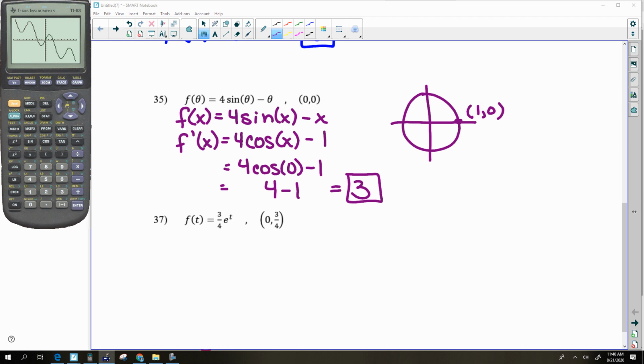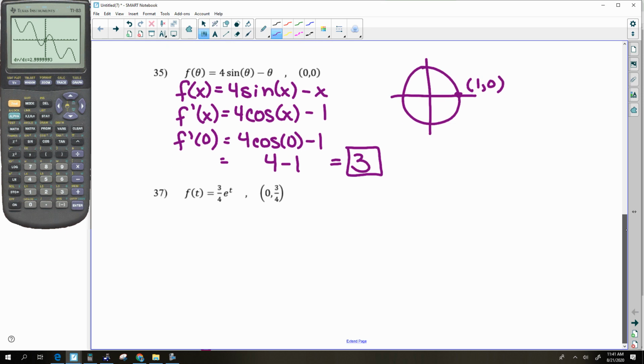Cool little wavy line going downhill. I want to know what that slope is, so I need to calculate the derivative when x is equal to 0. And it says it's 2.99999, that's 3. That is aka the calculator version of a 3. Excellent.